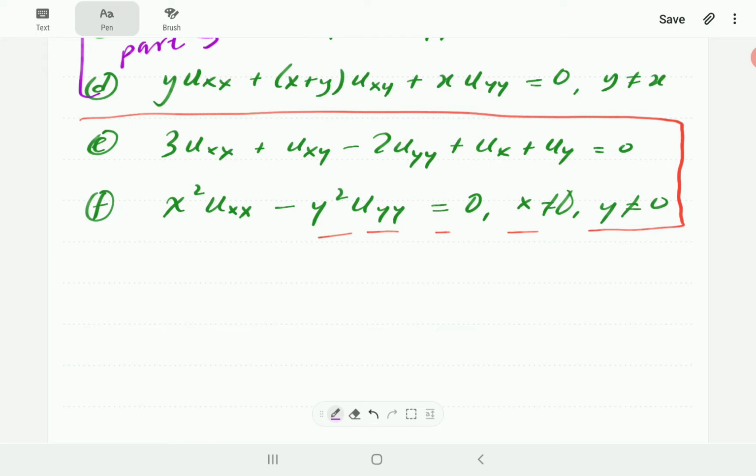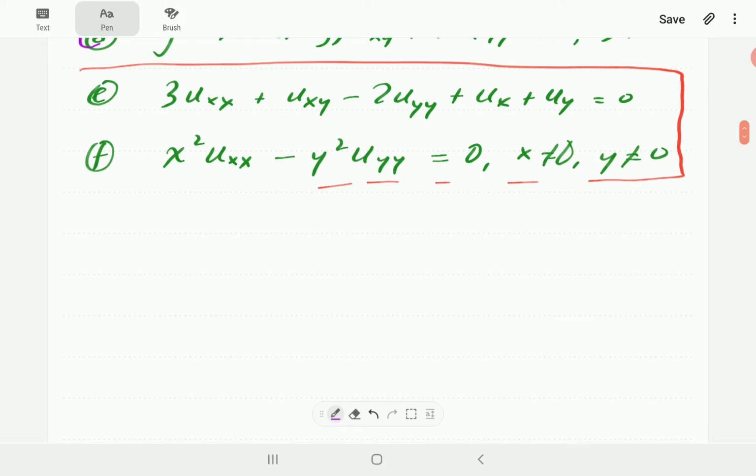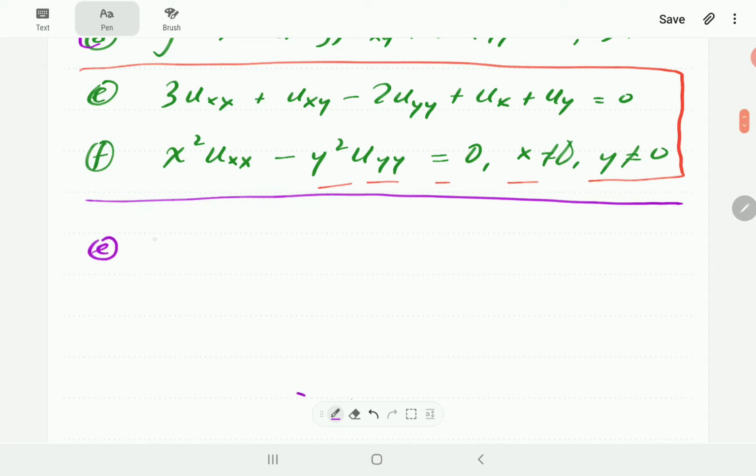In this part 4, we're going to work through E and F, and so from our working you can now compare with whatever answer you have there. So let's start with E. So the PDE is 3u_xx plus u_xy minus 2u_yy plus u_x plus u_y equal to 0.